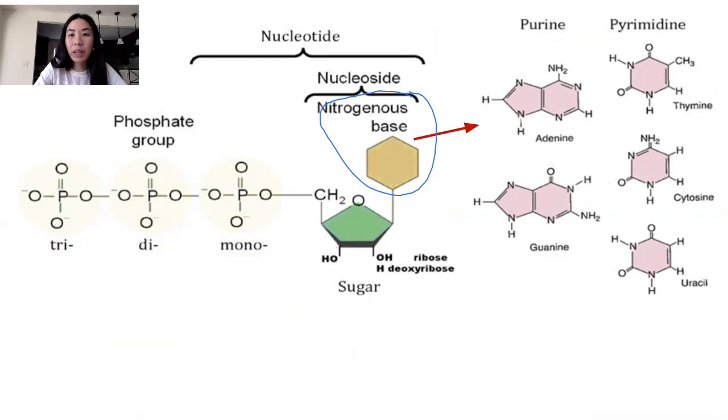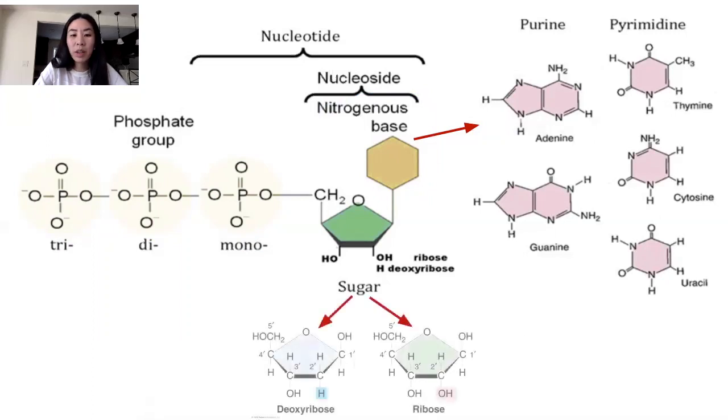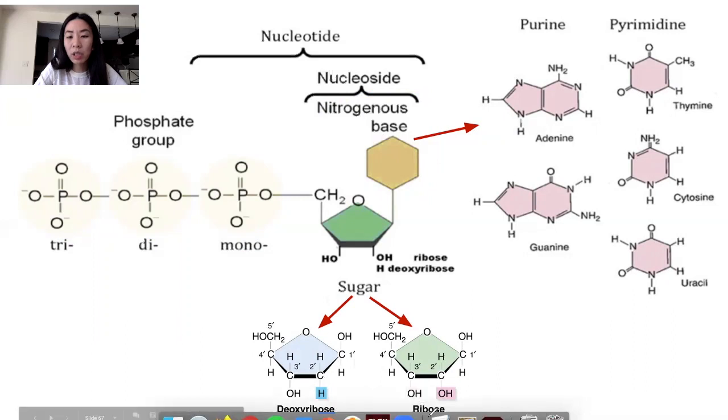If you combine the nitrogenous base with a sugar, there are 2 types of sugar: deoxyribose and ribose. The only difference between these 2 is deoxyribose has only a hydrogen here, whereas ribose has an extra oxygen. And notice they both end in -ose, which means it's a sugar. Remember all these words that end in -ose are sugars.